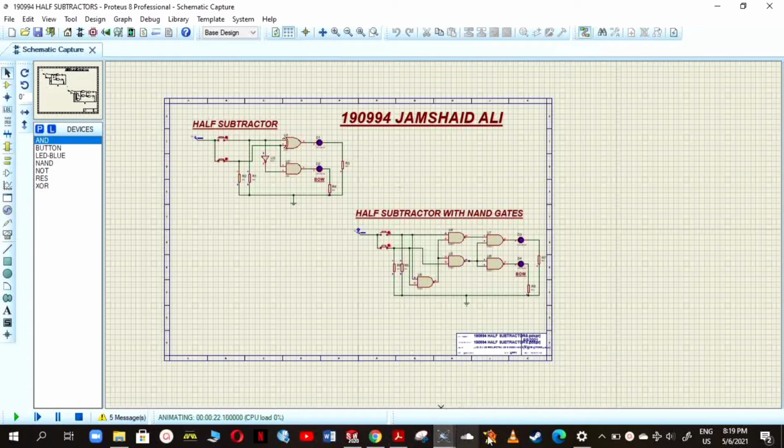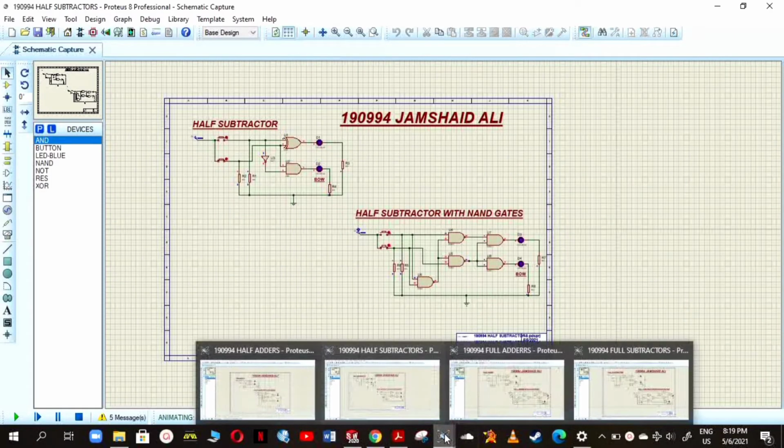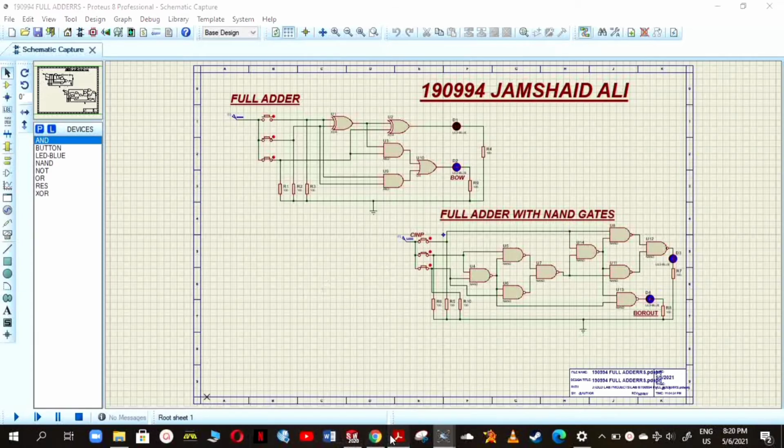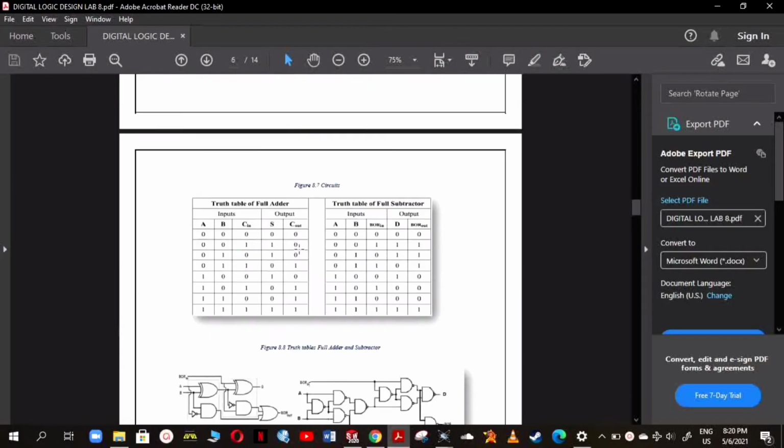Now we are going to move towards full adders. Full adders are used for summation of 3 binary digits, as you can see here in the truth table of our full adder. There are 3 inputs and 2 outputs. The summation output is denoted by S, and there is also the carry output.